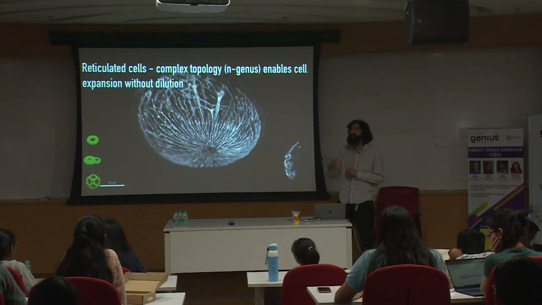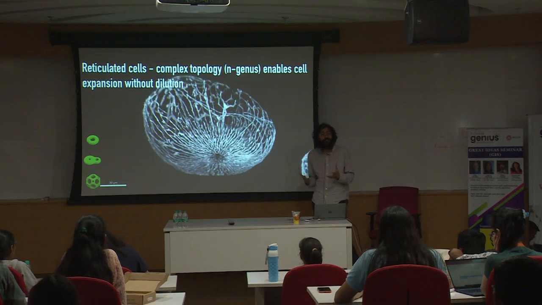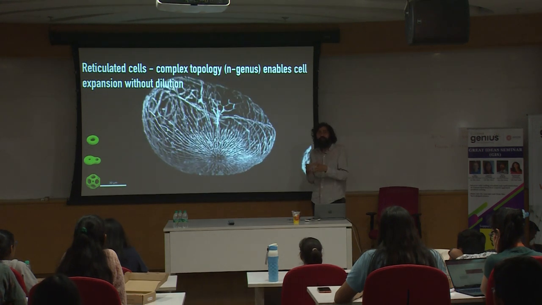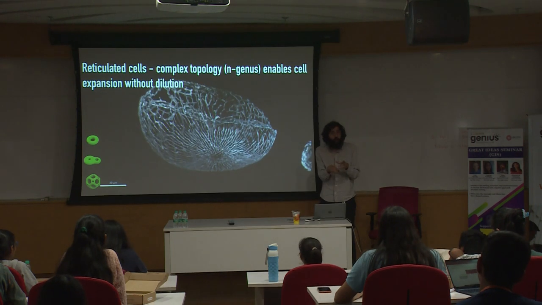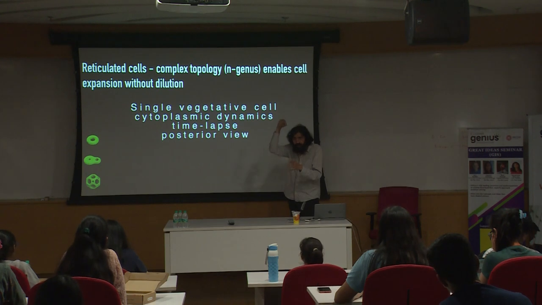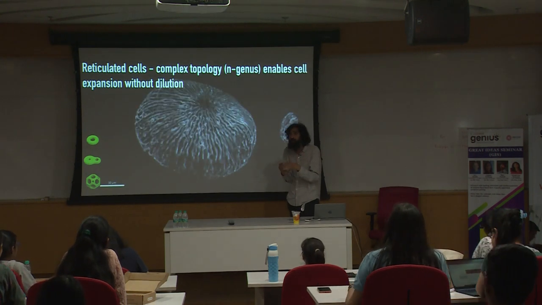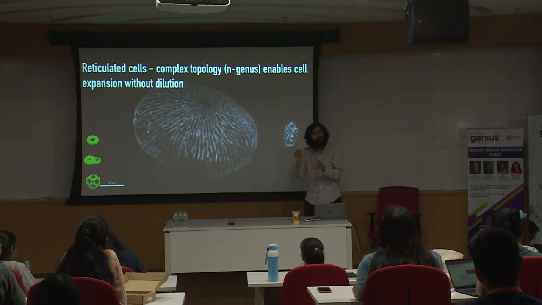So for the mathematicians in the room, this is the first example of an N-genus torus. A donut is a one genus torus. It has one hole, right? Does everybody understand that? You take a ball and you make a hole in it, that will become a donut. What if you make two holes in it? That we will call a two genus torus.